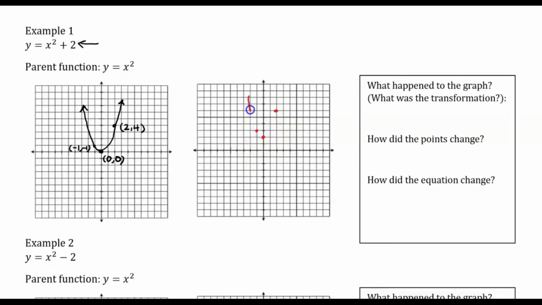And the graph would look something like this. So just looking from the original black parent graph, untransformed, to the new graph that we have for the equation y is equal to x squared plus 2, we can see that the graph changed by shifting up 2. Just from the black graph to the red graph, there was a shift up 2 units.